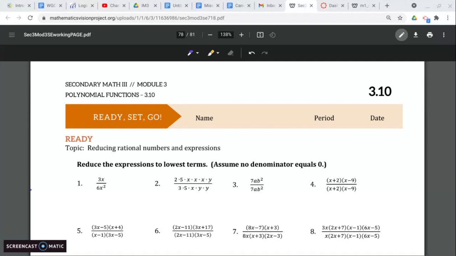So what we're looking at here is we want to reduce the expression to the lowest possible terms and assume no denominator equals 0. So here we have 3x over 6x squared. Notice, what do they have in common? Well, there's an x in the top and there's an x squared in the bottom. So we can cancel out the squared with the x. We're still left with one x down there. Then 3 and 6, those both cancel. Or the 3 will cancel and the 6 will turn into 2. So we have 1 over 2x.